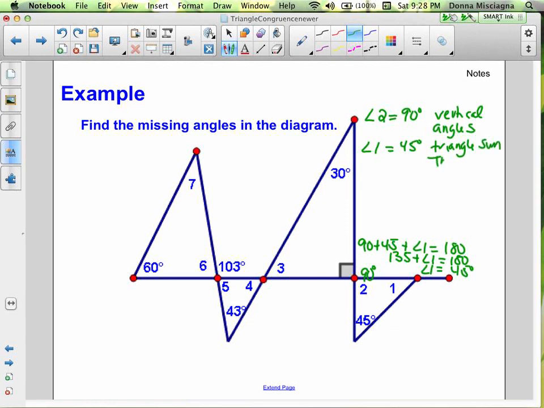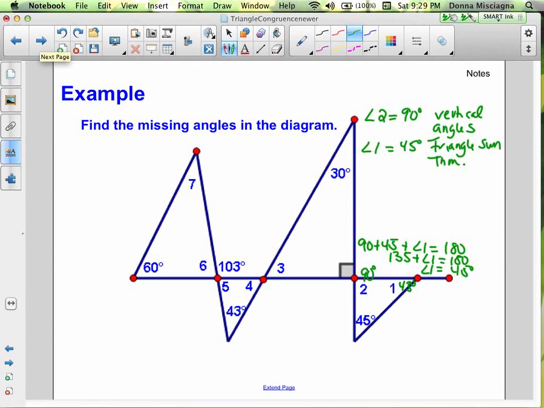I'm going to abbreviate there. All right, so now let's find, I'll put the 45 here, even though I don't really need to. Now let's find angle 3. I can find angle 3.